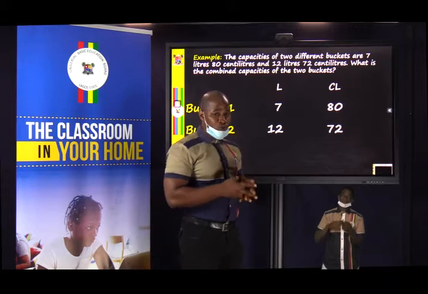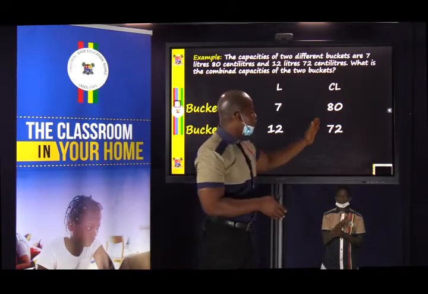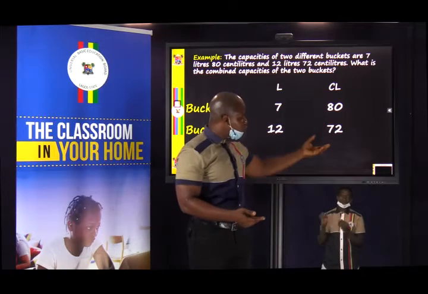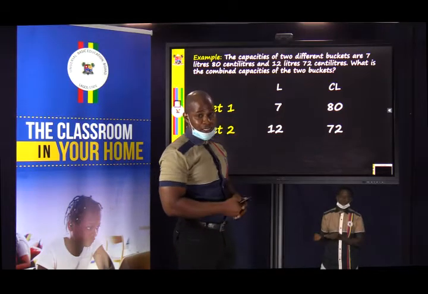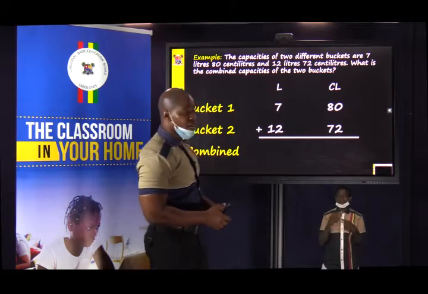Remember that 100 centiliters make 1 liter. So by the time we add the centiliters, it is possible we have more than 1 liter. Then we have to take 1 liter out of what we have and regroup it to the liter side. So let's begin. We have to add them together.